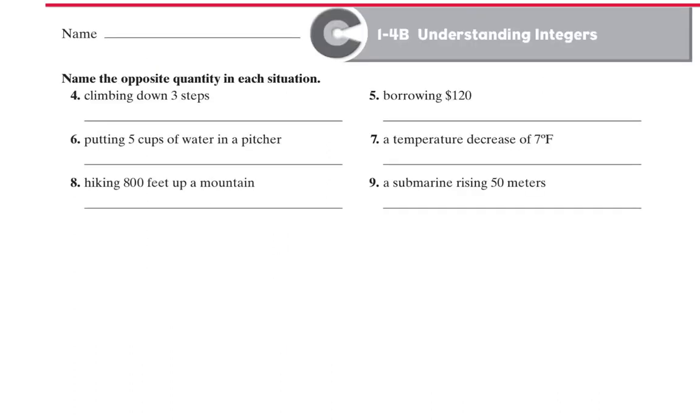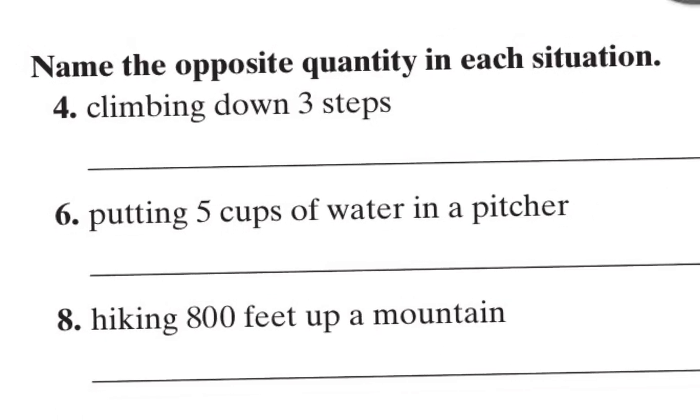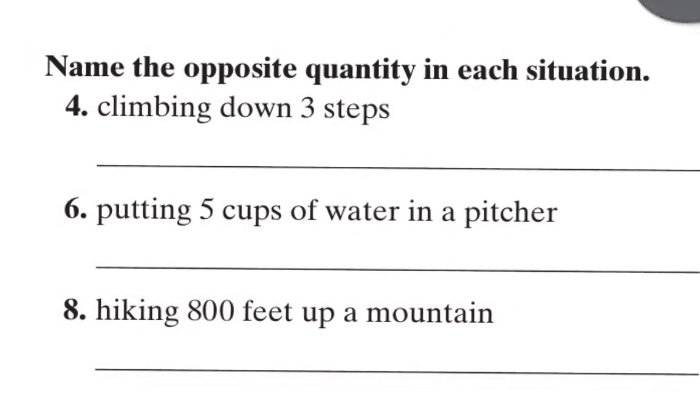The next section, they want us to name the opposite quantity in each situation. So if you look at number 4, the original situation is climbing down 3 steps. So we want to know the opposite quantity. So the opposite of going down 3 steps would be climbing up 3 steps.